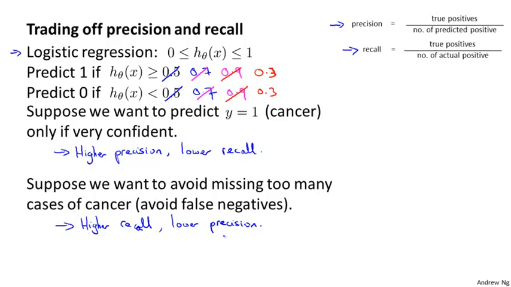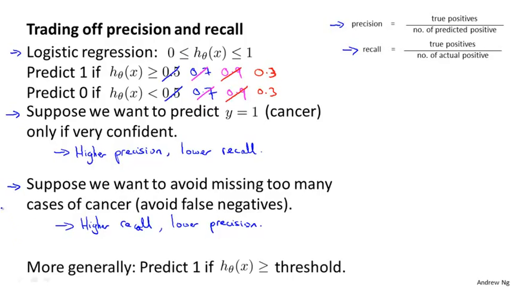And by the way, just as an aside, when I talk about this to other students, some of my students say it's pretty amazing how I can tell the stories both ways. Why we might want to have higher precision or higher recall, and the story actually seems to work both ways. But I hope the details of the algorithm are true, and the more general principle is that depending on whether you want high precision, lower recall, or higher recall, lower precision, you can end up predicting y equals 1 when h of x is greater than some threshold.